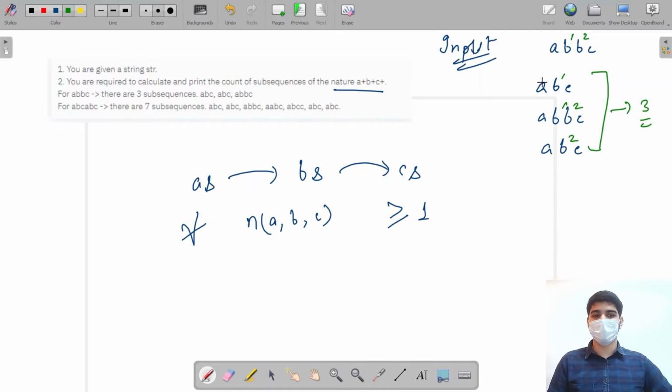Over here, if you look at it, we have A followed by a B followed by a C. Then we have a single A followed by two B's and then a single C. In each of these subsequences, there is at least one character of each type and they follow a certain rule. That is, A's come, then B's come after A's, and then C's come after B's, right? So over here also, if you look at the examples that are being given, for ABBC, which we just discussed, there are 3 subsequences. For ABC, we have 7 subsequences, right?